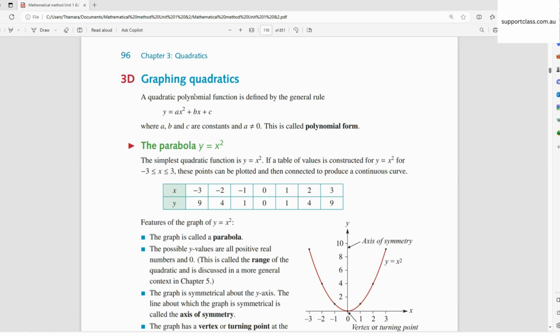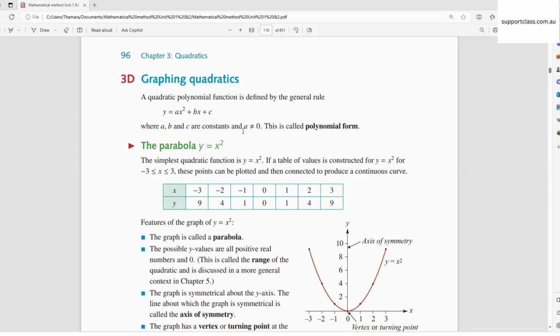This is the standard format of the polynomial form of this equation, ax square plus bx plus c. So the unknowns are the constants. The unknowns include three constants. So what are the constants here? A, B, and C are the constants. So x and y are variables.